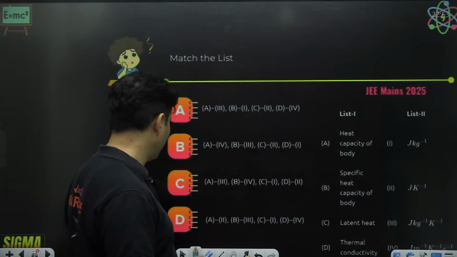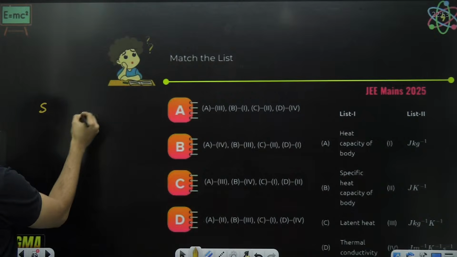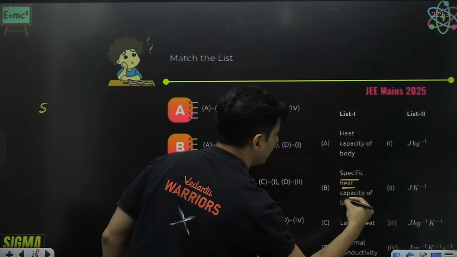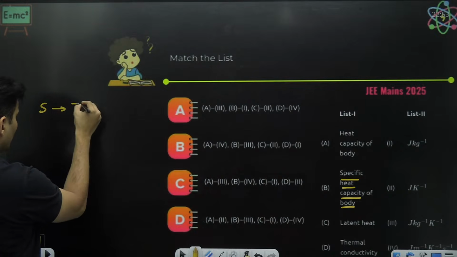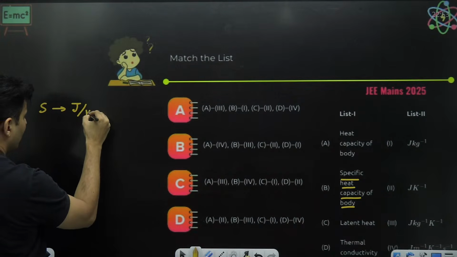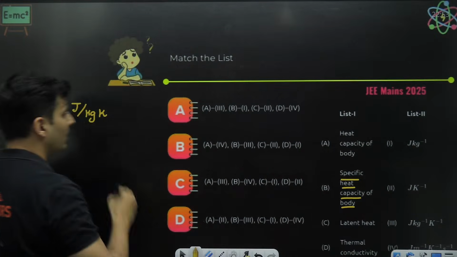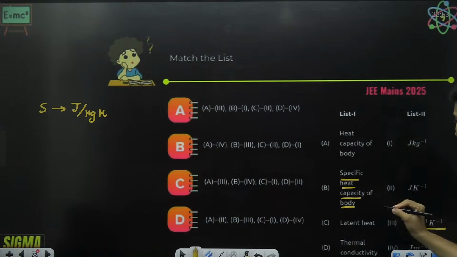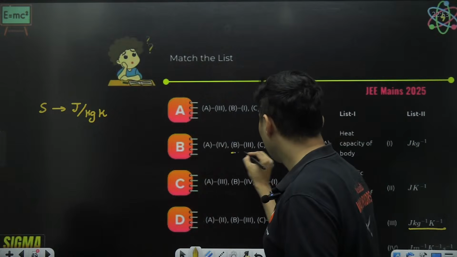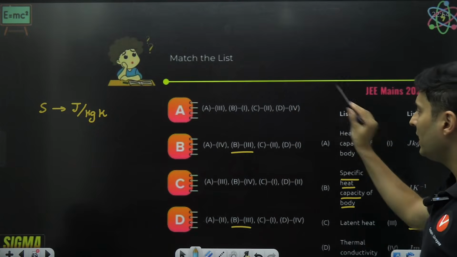Heat capacity versus specific heat capacity. If you think about just specific heat capacity S, the unit is always heat, which is joules per mass, which is per kg per Kelvin. Heat energy per mass per Kelvin. So joules per kg per Kelvin, that I can see over here. So B should go with 3. Okay, so automatically C and D are eliminated.